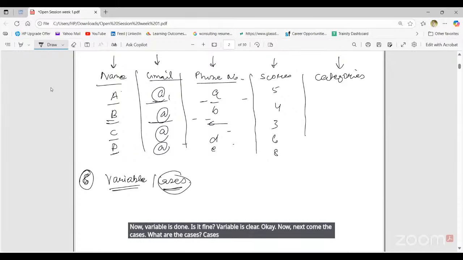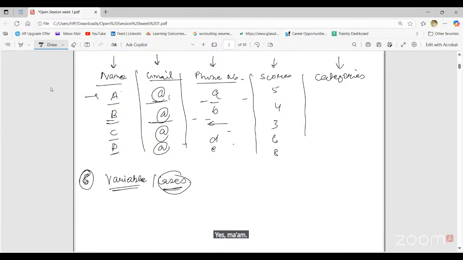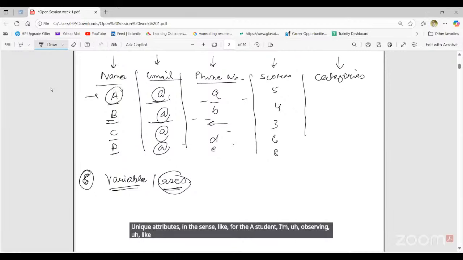Cases are basically the unique rows. If you see here, for student A, I'm collecting the data: I have a Gmail ID, a phone number, scores, and a category. So a case is basically something that should be unique.